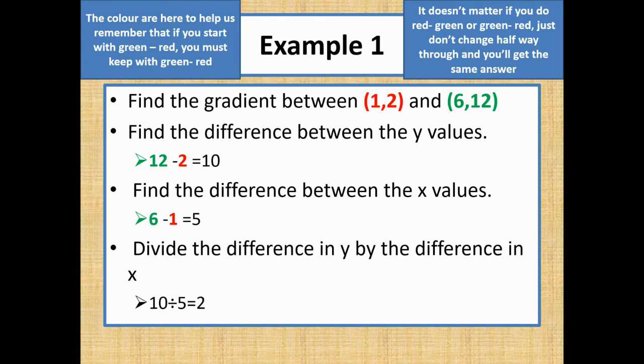Then what do we do to work out the gradient? Well, the gradient is the difference in y divided by the difference in x. So it would be 10 divided by 5, which is 2. And that's how you work out the gradient.